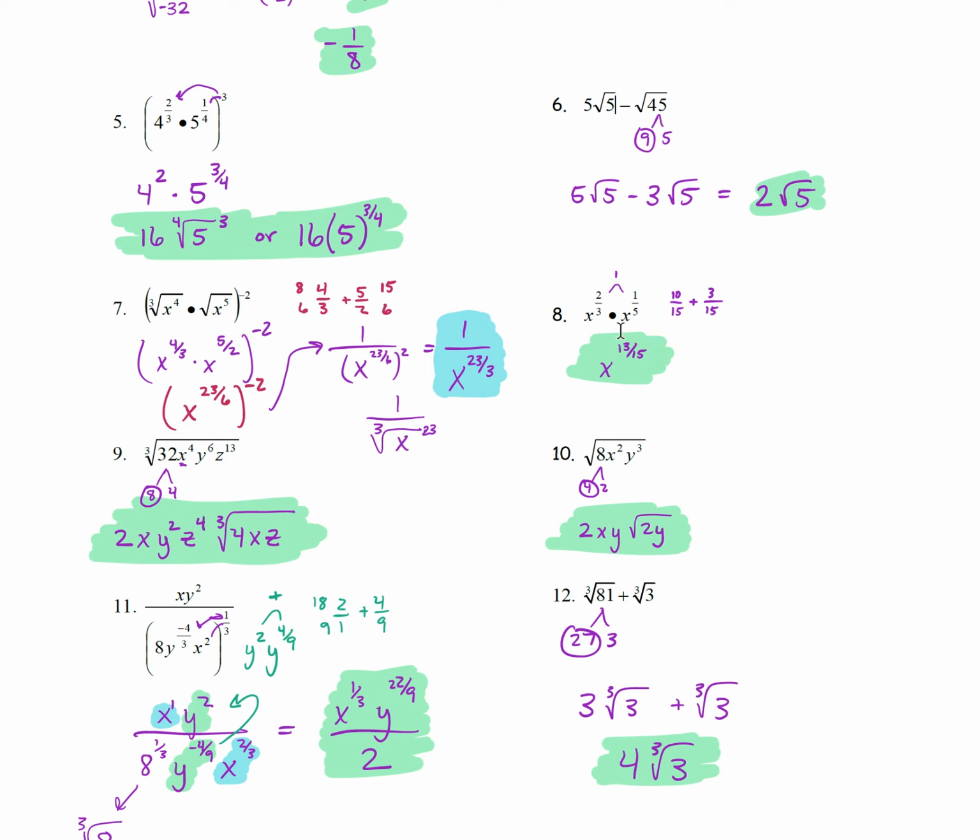All right, number 8, we're just adding these. So let's make these 15ths. 10 15ths plus 3 15ths is 13 15ths.